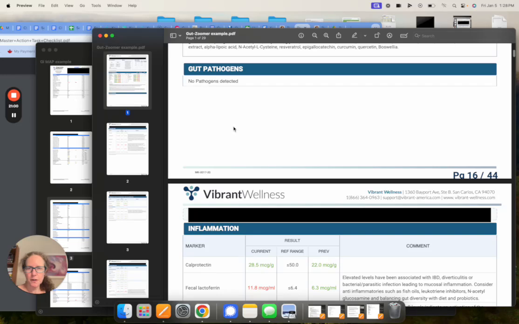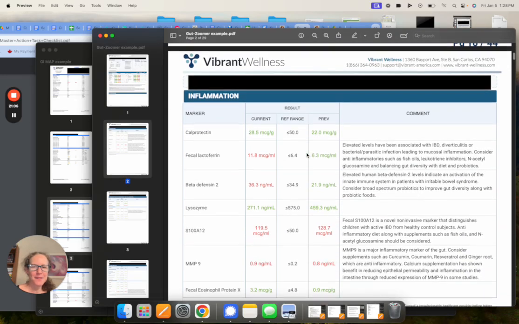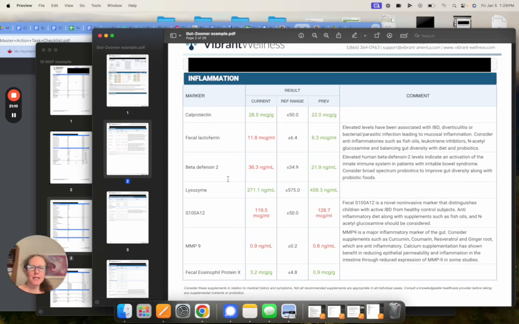Gut pathogens were not found, so I kind of like that because it's just simpler. Here's our calprotectin, which we had. So our markers of inflammation. This is one of the reasons why I like this test when we think that there's a lot of inflammation in the gut, because it's much more granular.